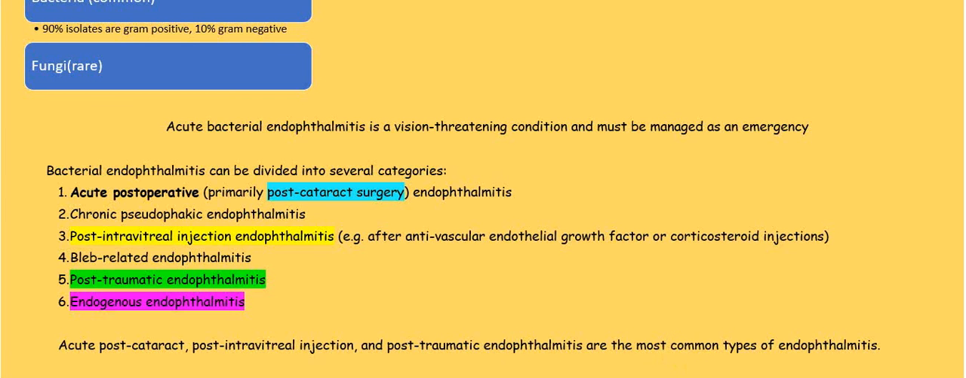Endogenous endophthalmitis also occurs, but it is relatively less common. To highlight these points, because this is the first thing you need to elicit in any history, acute post-cataract, post-intravitreal injection and post-traumatic endophthalmitis are the most common types of endophthalmitis. Which ones? Post-cataract surgery, post-intravitreal injection and post-traumatic.